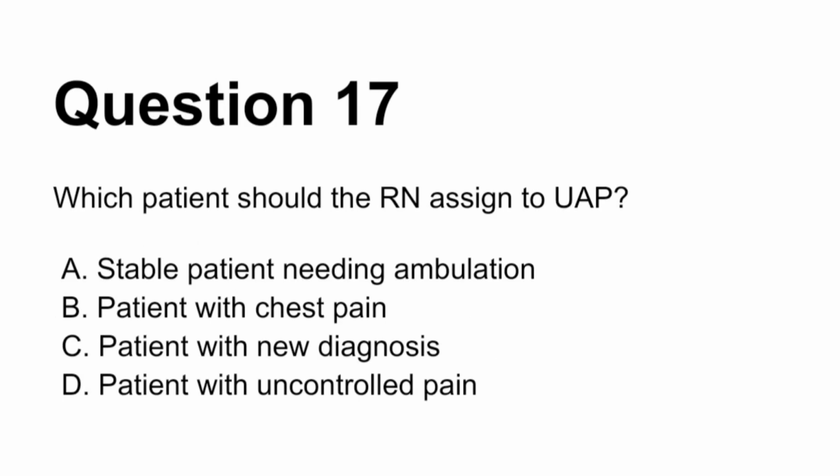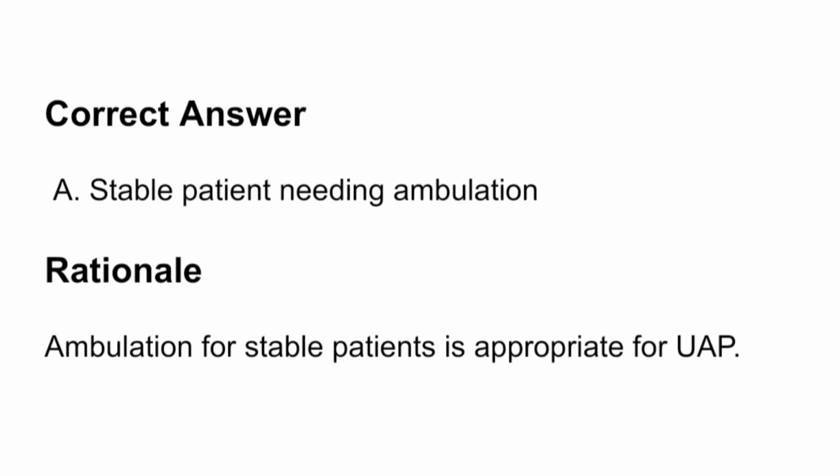Question 17. Which patient should the RN assign to UAP? A. Stable patient needing ambulation. B. Patient with chest pain. C. Patient with new diagnosis. D. Patient with uncontrolled pain. Correct answer, A. Stable patient needing ambulation. Ambulation for stable patients is appropriate for UAP.